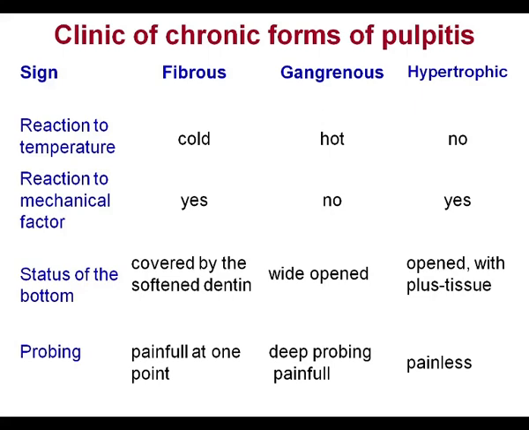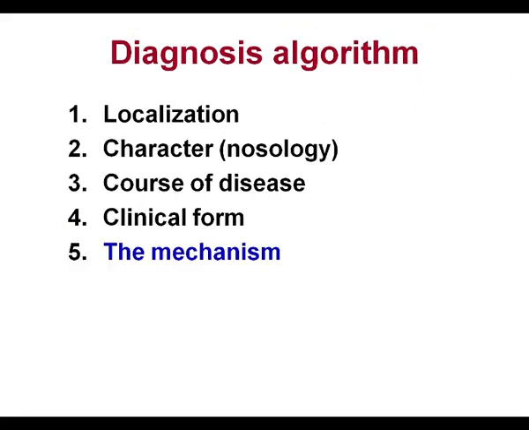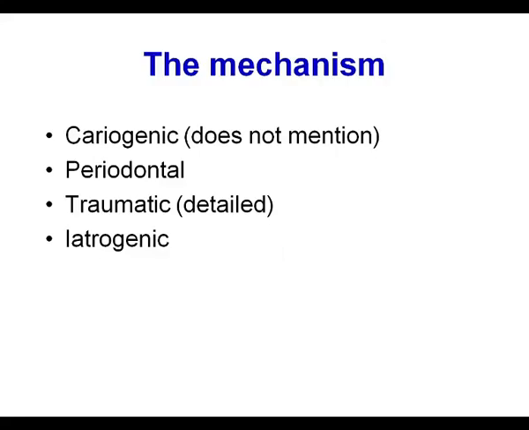And probing. In fibrous pulpitis, it's painful in one or two points. In gangrenous, only deep probing is painful, but superficial probing is painless. And in hypertrophic pulpitis, probing may be painless superficially, and weakly painful when we move our instrument deeper in the polyp. And the last point of the diagnostic algorithm is the mechanism or the reason of development.